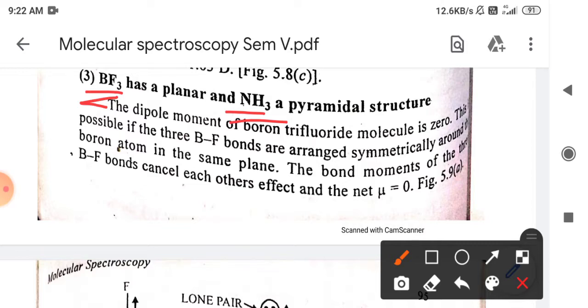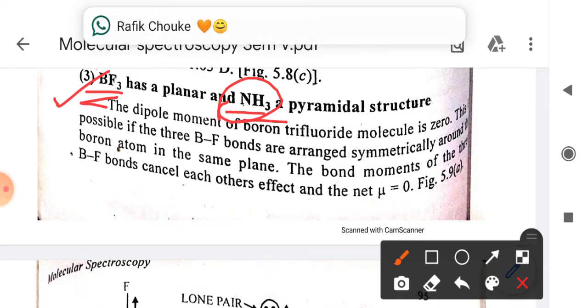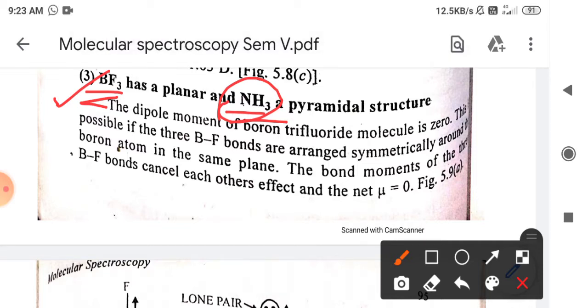To explain this, we need to say that the BF3 molecule has a planar shape, specifically triangular planar, and the ammonia molecule is non-planar. If BF3 were non-planar, it would have a certain dipole moment, but experimentally we have observed zero dipole moment, so we can say that it is the planar one.